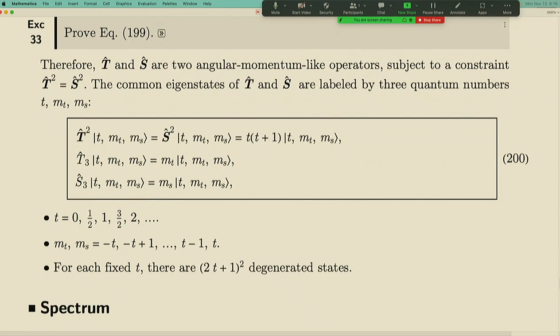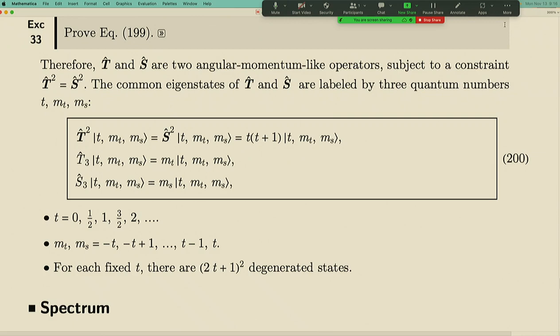So for each fixed t, there are many degeneracies you can count, because mt can range from minus t to t, and then ms can also range from that. For mt, there are 2t plus 1 states. For ms, there are also 2t plus 1 states. So altogether, there are (2t plus 1) squared degenerate states. So the degeneracy is actually pretty high.